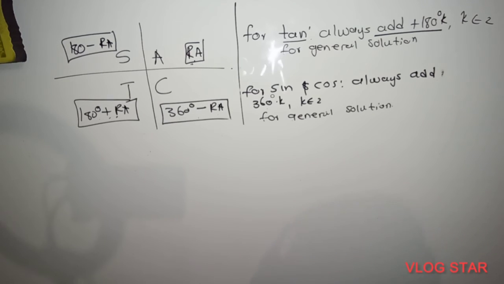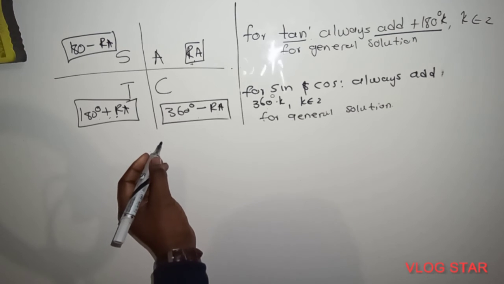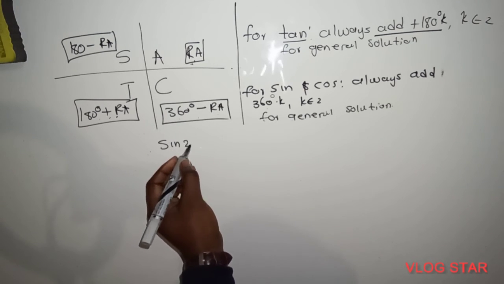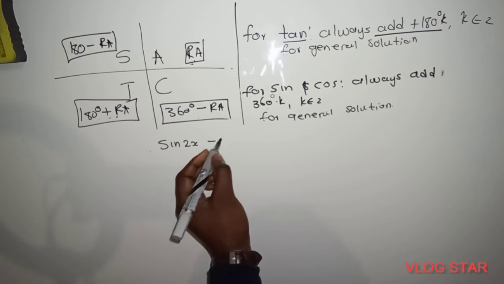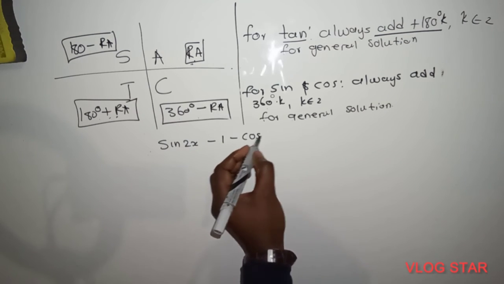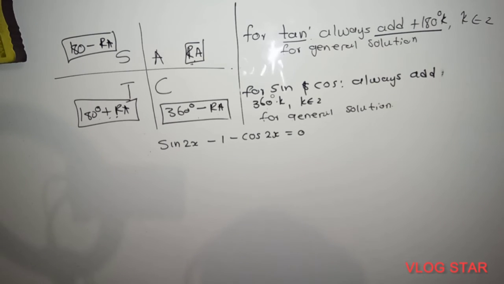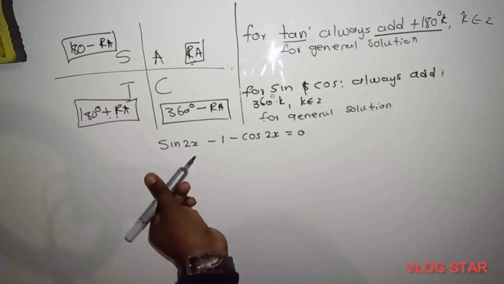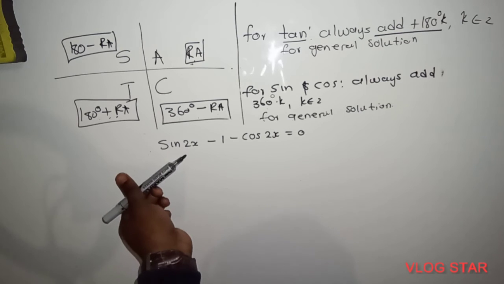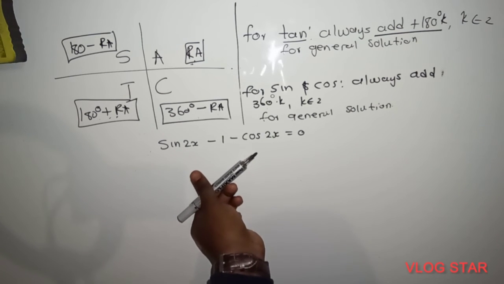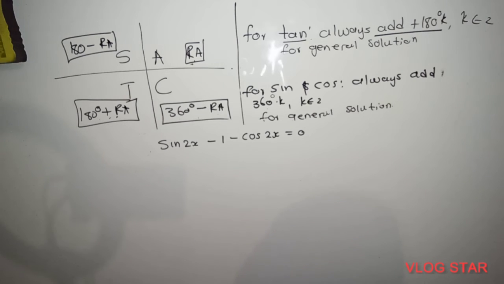Okay, lastly, example number 3. They want us to find the general solution for sine 2x minus 1 minus cos 2x, which equals 0. As you can see here, this one is in terms of double angles. For the sine of 2x, we have only one way of removing this, whereas for the cosine we can use 3 ways.